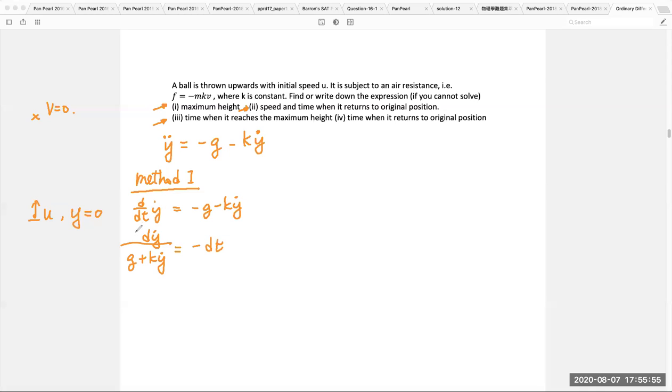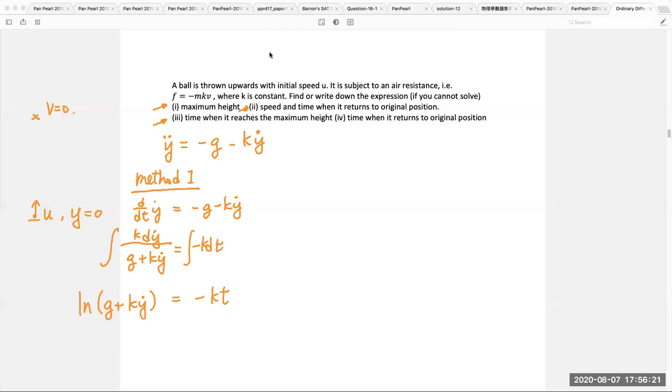And then when you multiply k on both sides, you can integrate it. So on the left hand side, you get the natural log of g plus ky dot. And then on the right hand side, you get negative kt. But actually, I prefer you to do the integration. I prefer you to do the definite integral.